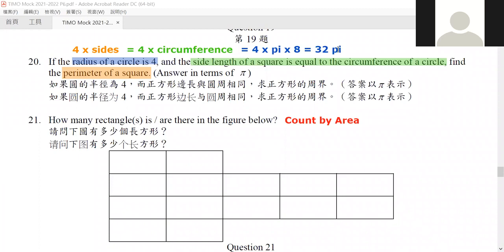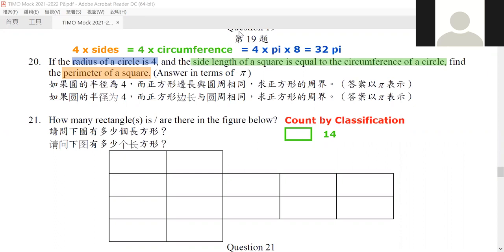Okay, so we count by area, or what we call count by classification, which is a better name. We classify all these rectangles into different shapes. The basic one is just like this. How many of them are in here? 1, 2, 3, 4, 5, 6, 7, 8, 9, 10, 11, 12, 13, 14. So there are 14 in here. This is the most basic of all rectangles.